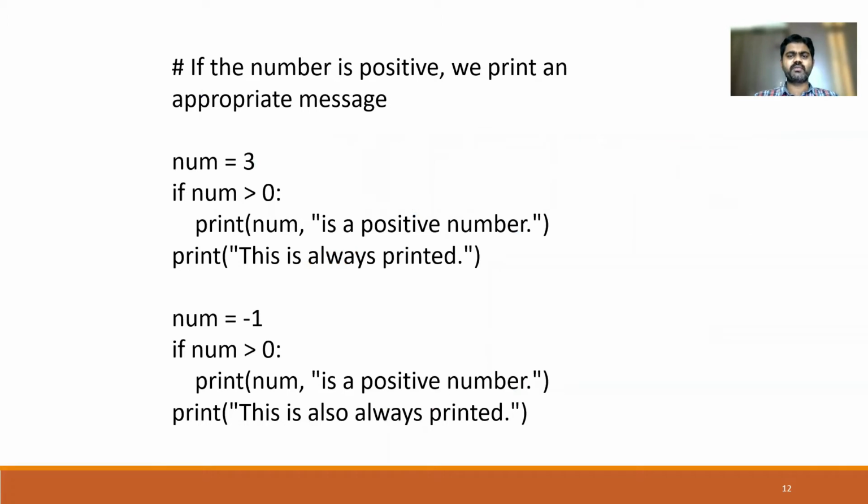If the number is positive, we print an appropriate message. So first number equal to 3. If number greater than 0, print number is positive number. Print this is always printed. Number equal to -1. If number greater than 0, print number is a positive number. This is also always printed. Okay, so if the number is positive, we print an appropriate message.